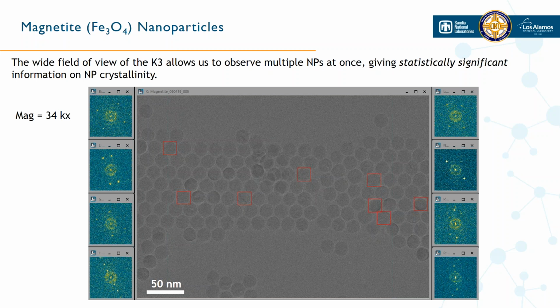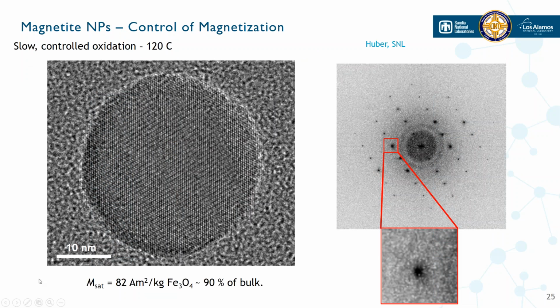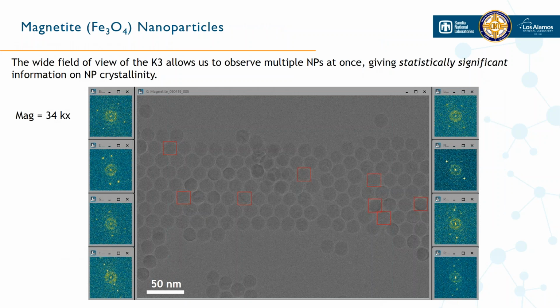The main one, really, for nanoparticles is this wide field of view. Typically when you're doing this type of nanoparticle characterization, this scale bar is about 10 nanometers, and we're probably at around 250 to 300,000 times magnification to get that atomic resolution. With the K3, now we're back at about 34,000, so we're magged back quite a lot, and our field of view is much larger. Instead of looking at 1 or 2 nanoparticles, now we're looking at tens of particles.